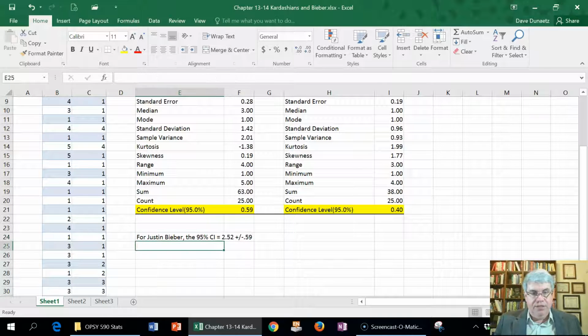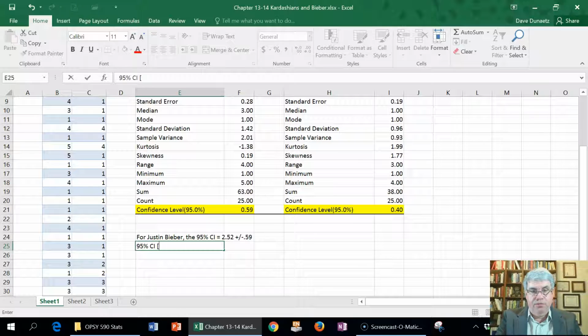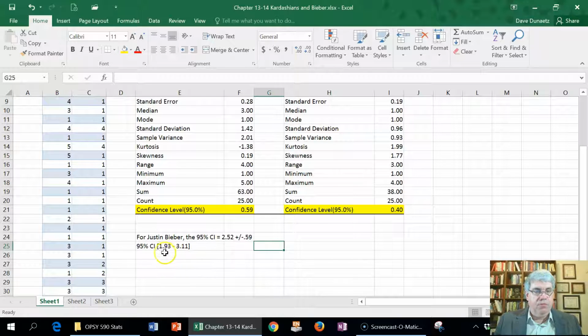We can also write this as 95% confidence interval, and then we can use the square brackets for the top and the bottom number. So 2.52 minus 0.59 is 1.93, space, dash, space, and then 2.52 plus 0.59 is 3.11. And then we use the close square bracket. So the true population mean is between 1.93 and 3.11 for Justin Bieber.